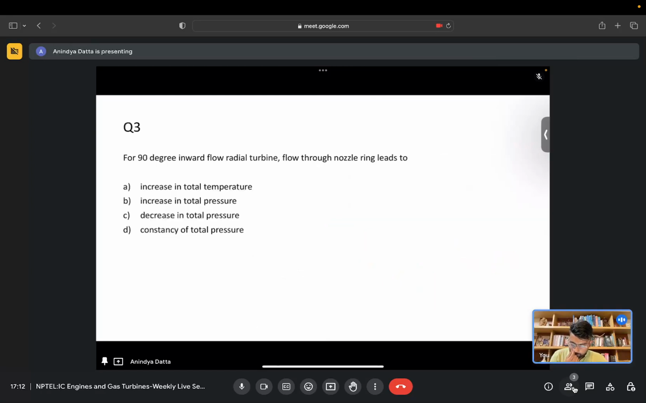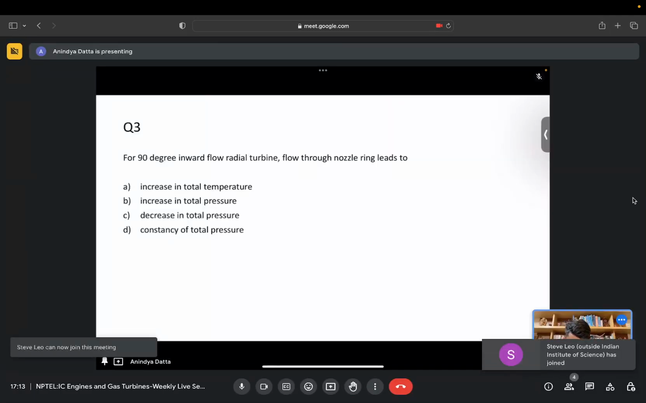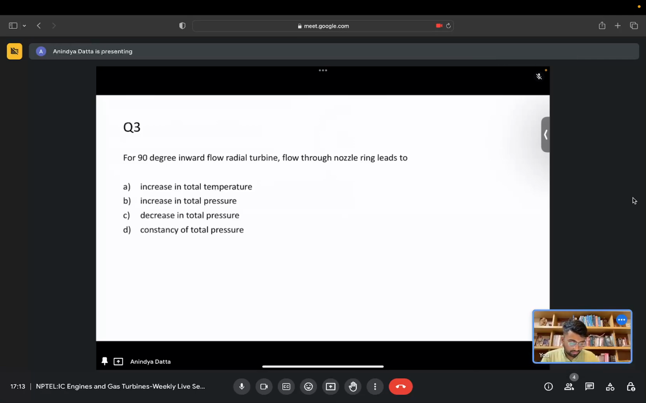Question 3 is for a 90-degree inward flow radial turbine, that is what we saw in the previous two questions. We had drawn the schematic and also seen how the velocity triangle at impeller inlet looks. The question is how the flow through the nozzle ring leads to: the options are increase in total temperature, increase in total pressure, decrease in total pressure, and constancy in total pressure. So let's go back.